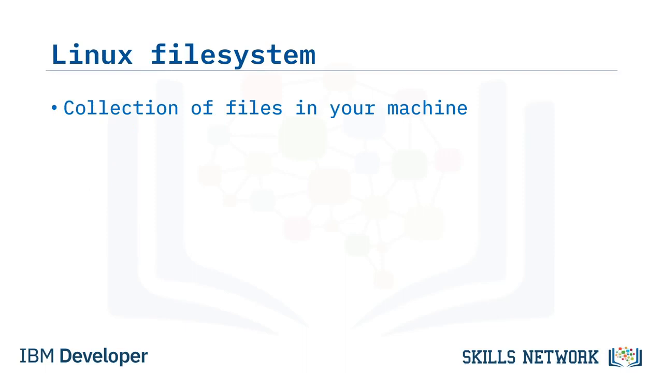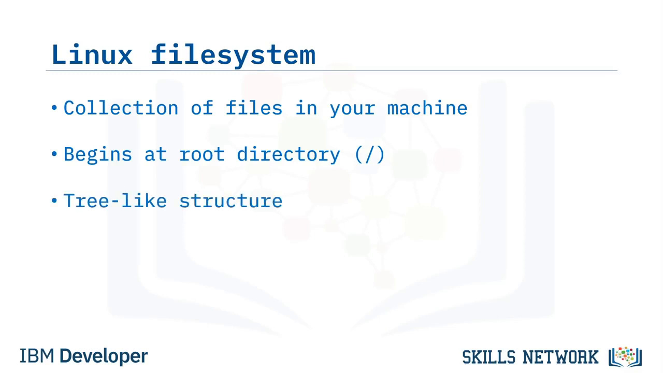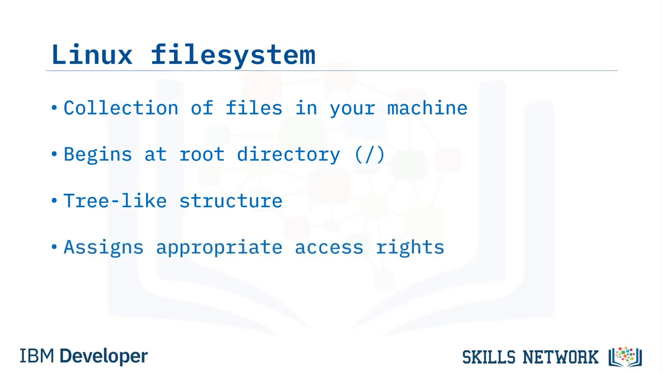The Linux file system is the collection of files on your machine. It includes the files needed to run the machine and applications, as well as your own files containing your work. The top level of the file system is the root directory, symbolized by a /. Below this is a tree-like structure of the directories and files in the system, and the file system assigns appropriate access rights to the directories and files.